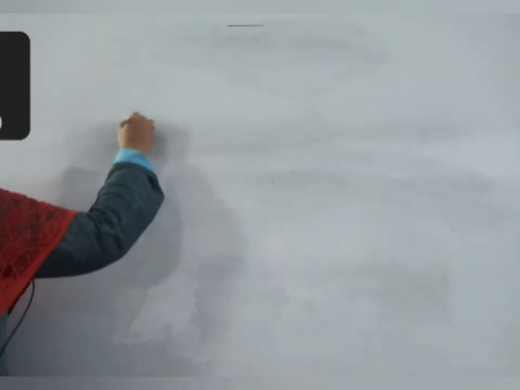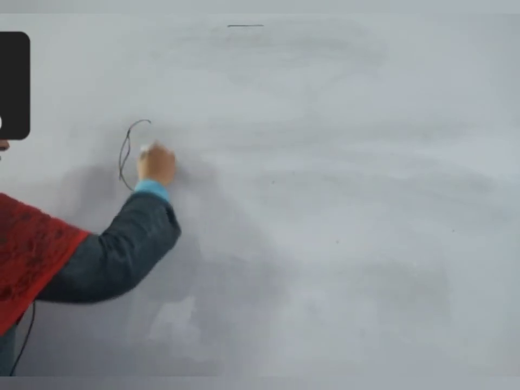Okay, last. Reproductive system is different in male, different in female. So it shows sexual dimorphism, I said to you. So it is different in male and female. In case of male, these are the pair of kidneys.